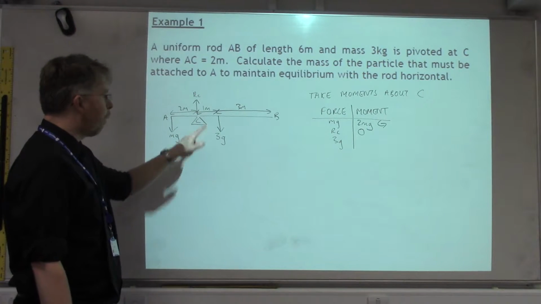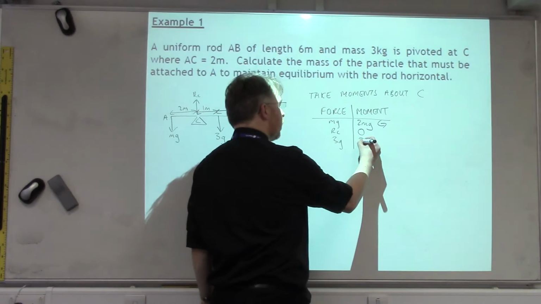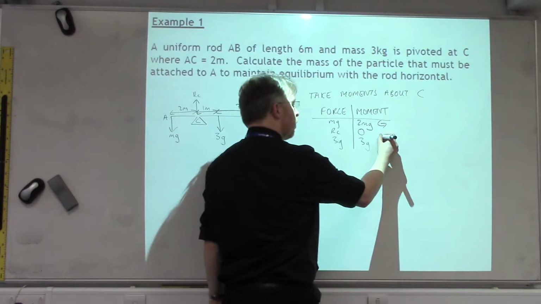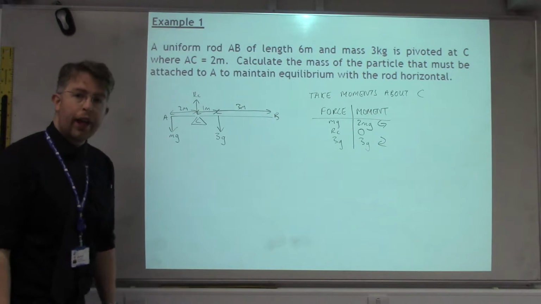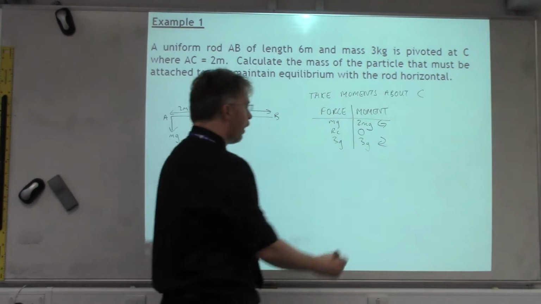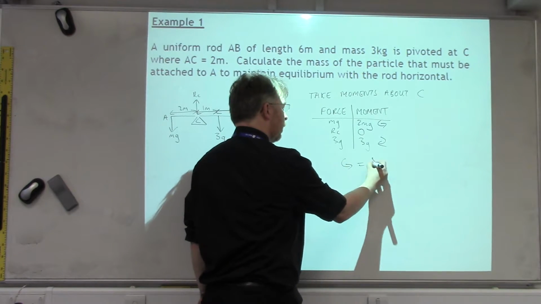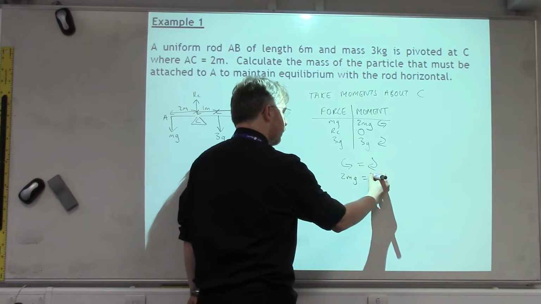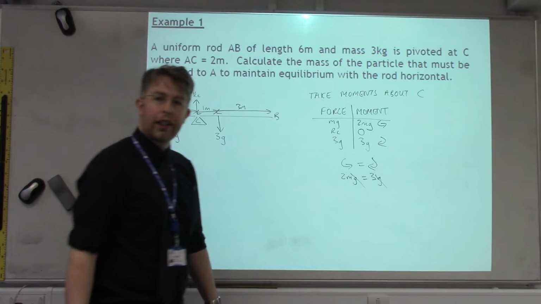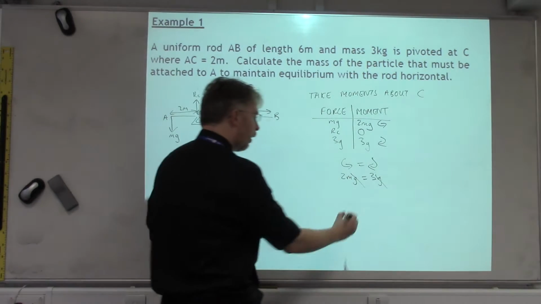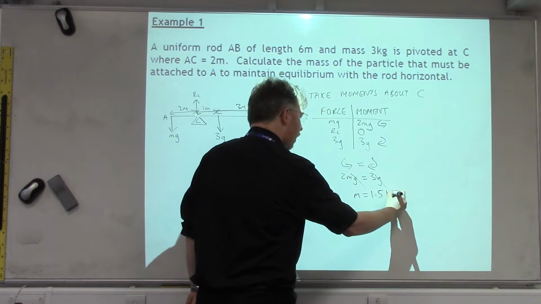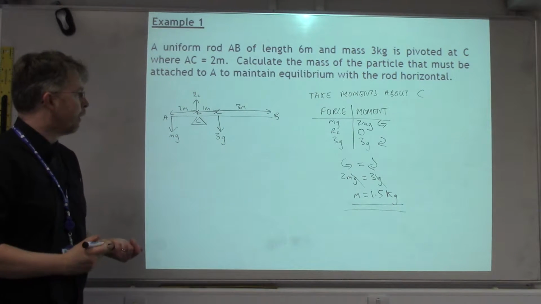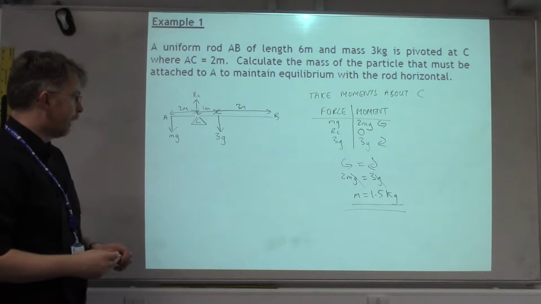Now 3g is 1 metre away, so 1 times 3g is 3g. 3g turns in a clockwise manner around C. And that deals with all the moments. For equilibrium, anti-clockwise equals clockwise. 2mg is equal to 3g. We can cancel out the g's. Divide by the 2. M equals 1.5 kilograms. Now that's a fairly straightforward example. You can have any number of forces in these.